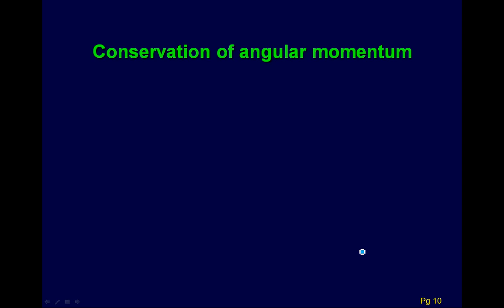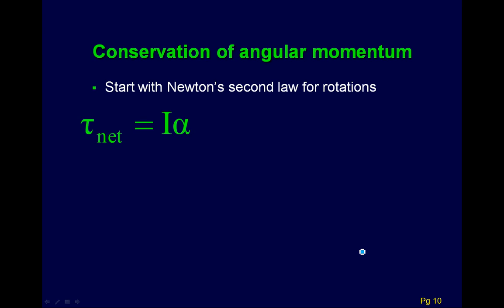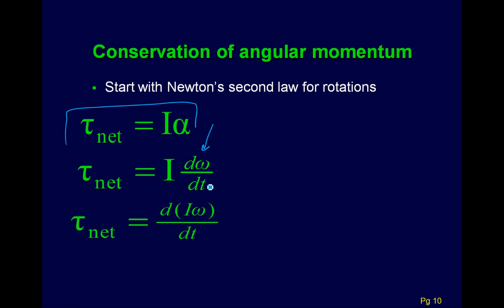Now just like with linear momentum, momentum is really important to us when it's conserved. And so if we start with our new Newton's second law for rotations, torque equals I times alpha, we have the exact same thing we did with forces. I can write alpha as d omega over dt. Now if we think about situations where the moment of inertia can change, we can blend it back inside that derivative if we assume that it isn't going to be changing.